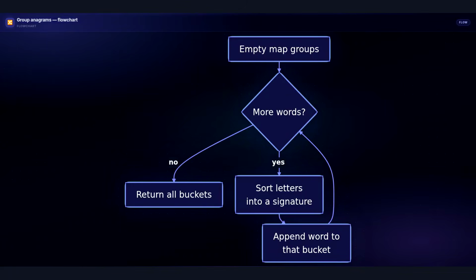The flow in short. Start with an empty map. For each word, sort its letters to form a signature, then append the word to that signature's bucket and loop. When the words run out, return all the buckets.